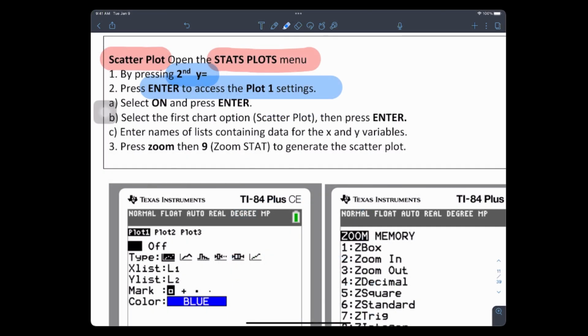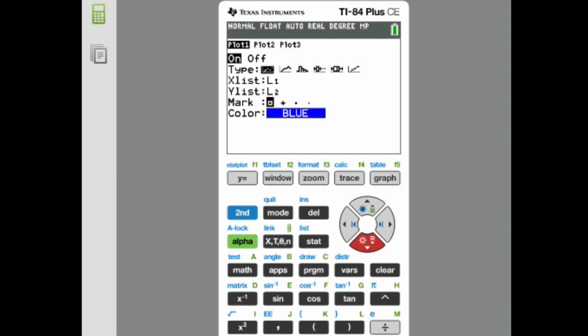Okay, what do the notes say? Select on and press enter. Select on. Yes, you see this here? It's on. Make sure that's on. It could be off. It could be on. All you want to do is make sure it's on. And then scroll down to that first type. Here's the calculator. That's a scatter plot right there. So you put it on, you put scatter plot. Now notice here in the calculator, you got L1, you got L2. So it's supposed to look like this. On, scatter plot. The first one's a scatter plot.